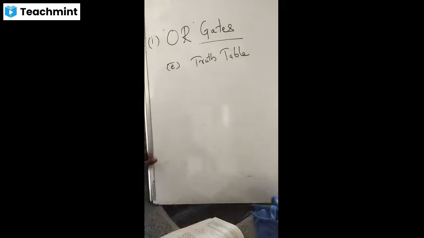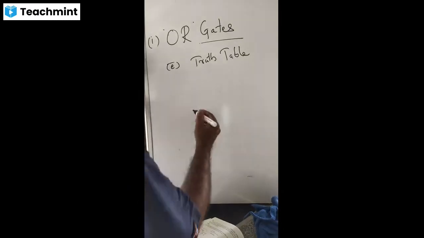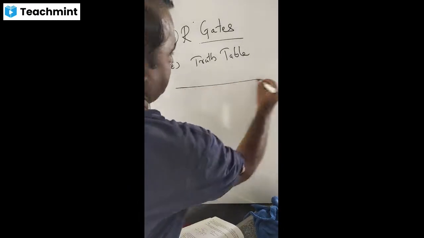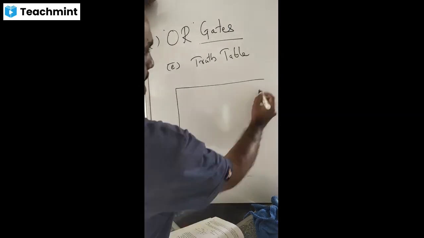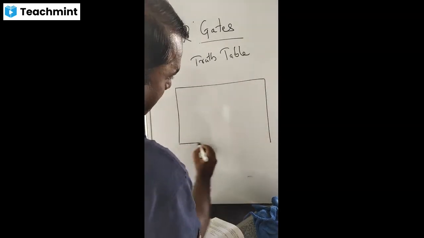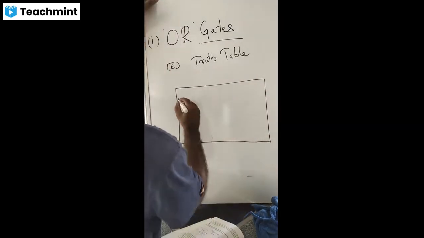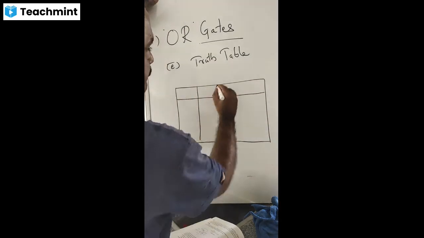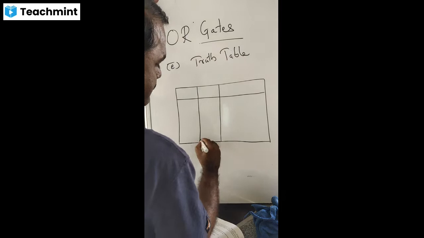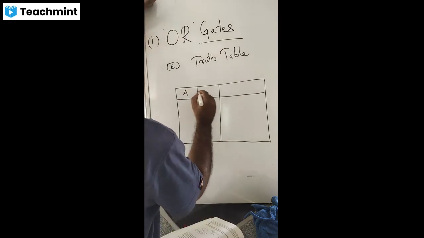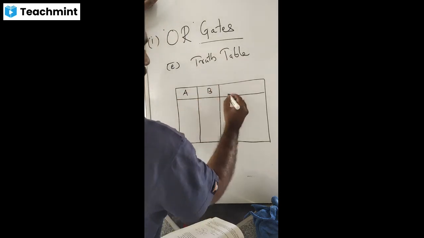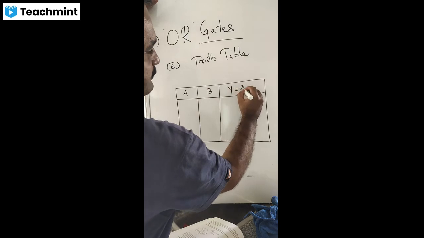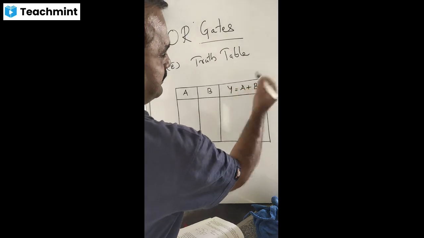So you need to draw a table, one kind of table, neatly. Then you should write A, B, one column for A, one column for B, then output which represents A equal to B.